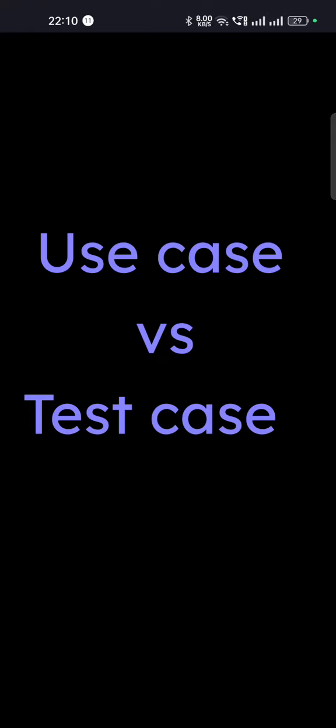Hi friends, let's have a look at what a use case and a test case are. A use case provides a high level overview of the system's functionality, focusing on the interaction between the system and its user. We can also say a use case describes the requirement, and it contains action, flow and outcome, right?